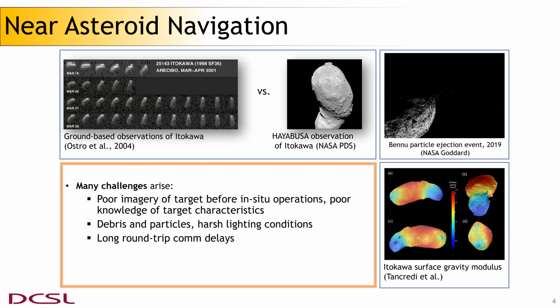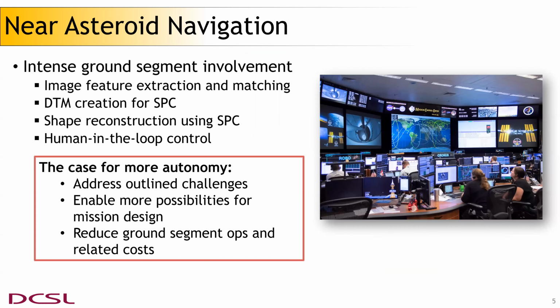Debris and particles and harsh lighting can also deter most traditional ways of capturing image features from images around the asteroid. And long round-trip light-time communication delays mean that we can't really have a ground-in-the-loop process that is very efficient. So because of this very heavy ground segment involvement, we're really interested in finding a way of increasing autonomy to address these challenges and to maybe enable more possible mission designs and to reduce the costs.